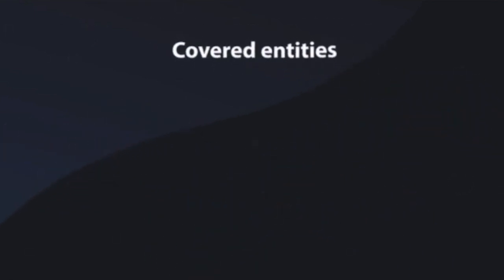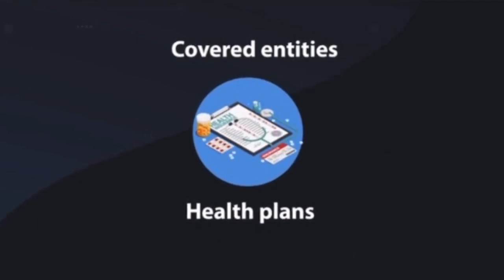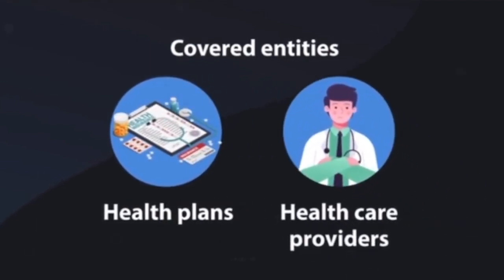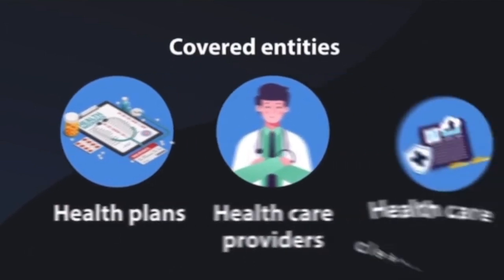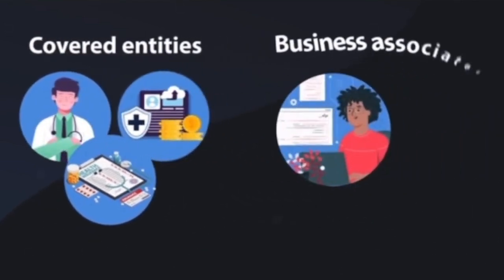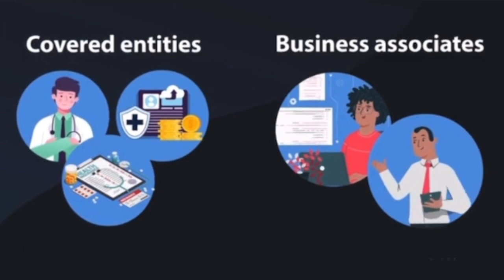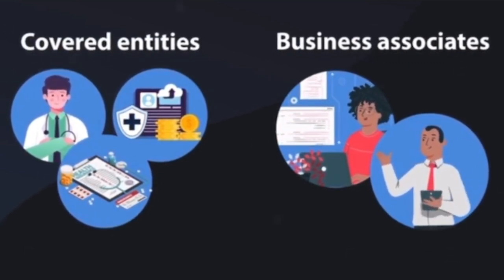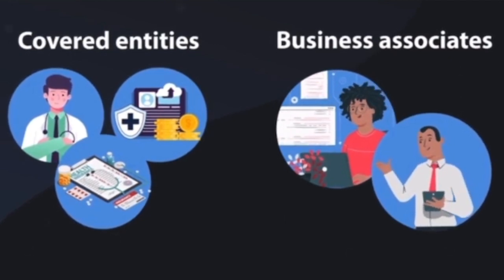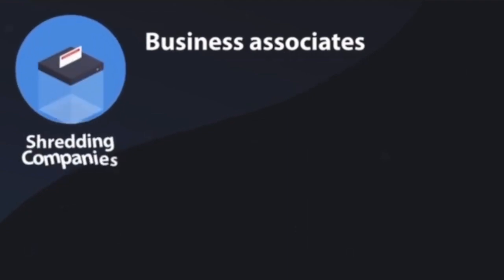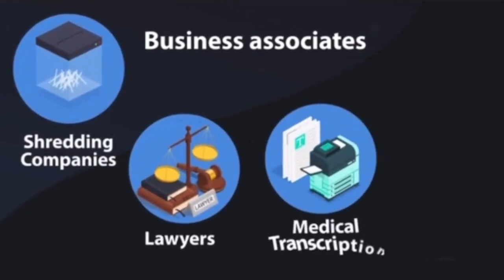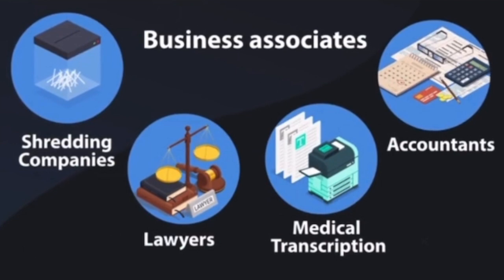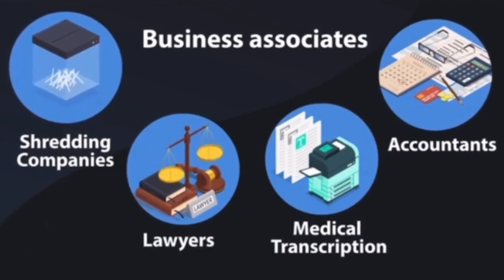Covered entities include health plans such as health insurers or HMOs, healthcare providers such as physicians and dentists, and healthcare clearinghouses. Business associates can be any person or organization that does not work for a covered entity but creates, receives, maintains, or transmits PHI on behalf of a covered entity. Common business associates include shredding companies, lawyers, medical transcription companies, and even accountants. All of these organizations have to safeguard PHI, or protected health information.